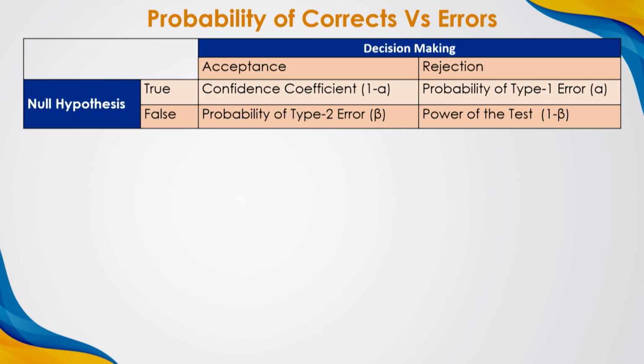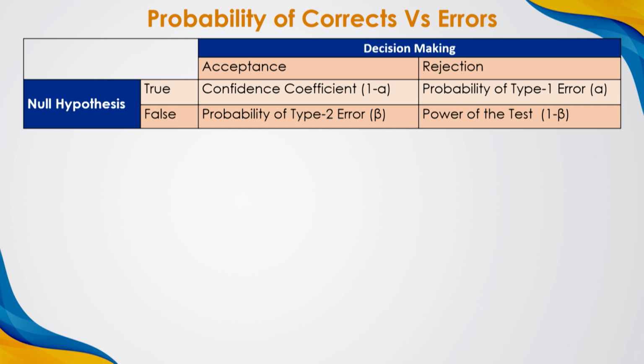Now, what is the probability of corrects or errors? If the null hypothesis can be true or false, and the decision may be acceptance or rejection, then we have four possible outcomes. One is the probability of a true hypothesis being accepted, also known as the confidence coefficient, denoted by 1 minus alpha. Next is the probability of type 1 error, where the null hypothesis is rejected though it is true. It is also known as the level of significance and is denoted by alpha.